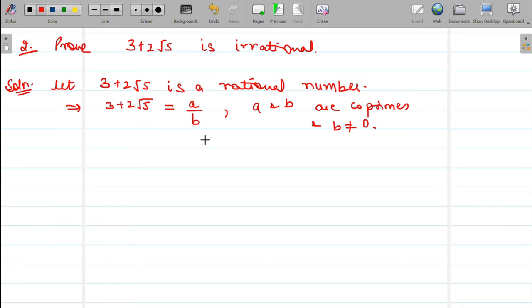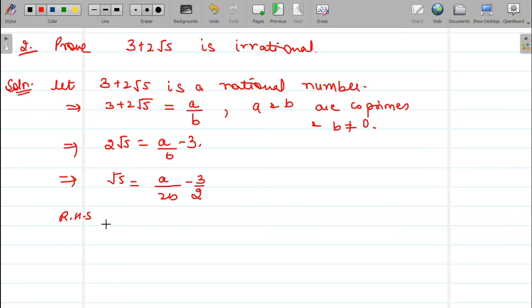Now I will slowly make root 5 the subject here. So 2 root 5 is equal to A by B minus 3, and this further implies that root 5 is equal to A by 2B minus 3 by 2. Now the right hand side is a rational number. It's a rational number because you are operating only on rationals. A, B you assumed to be rationals, and the rest, 3 and 2, are all rationals only. So the right hand side gives us a rational number without a doubt.